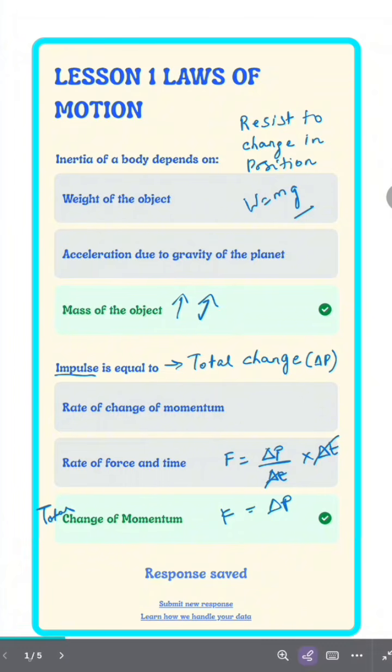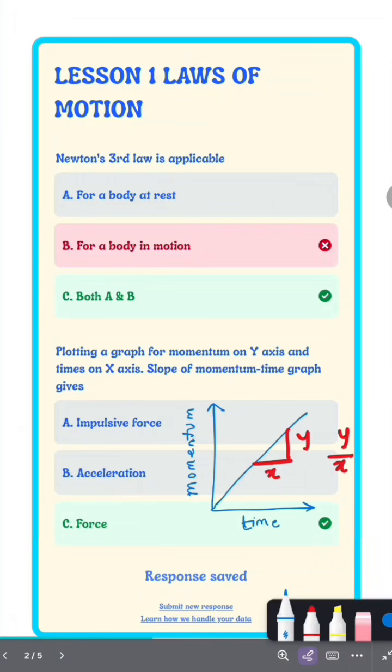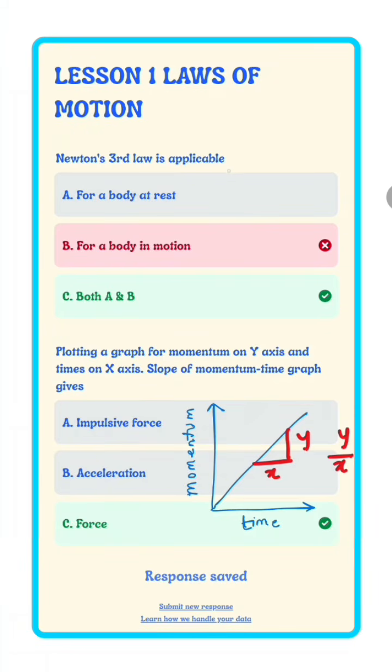Your next question, the third one: Newton's third law is applicable for... What is Newton's third law? For every action there is an equal and opposite reaction. If you keep a book on the table, it is at rest, yet there is an equal and opposite force applied by the table as well as by the book. So either at rest or in motion, there is always an equal and opposite force acting on each other. So the answer is both in motion and at rest, Newton's third law is applicable. So both A and B.